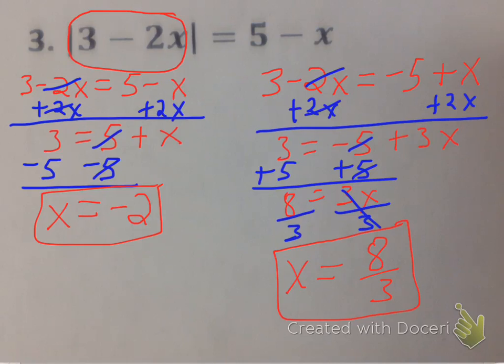So negative 2 goes in for the x. So that's going to be negative 2 times negative 2. So negative times a negative becomes a positive. So 2 times 2 is 4. So it's going to be 3 plus 4. So that gives us 7. So it ends up being a 7 on that one.